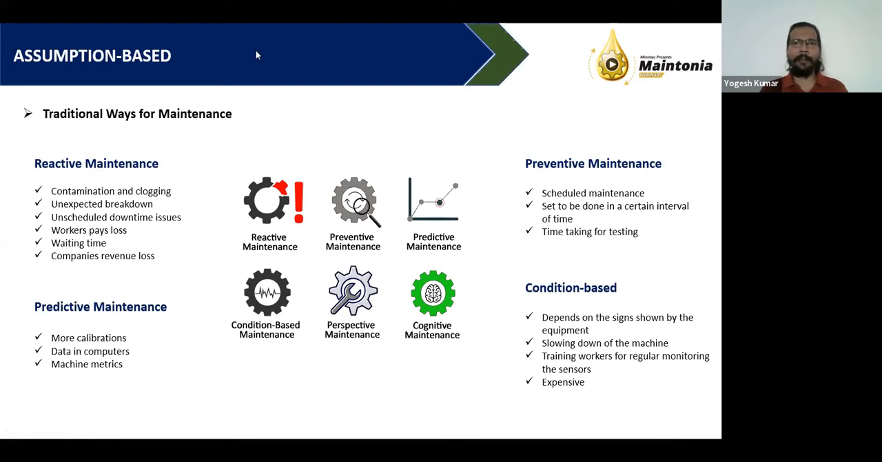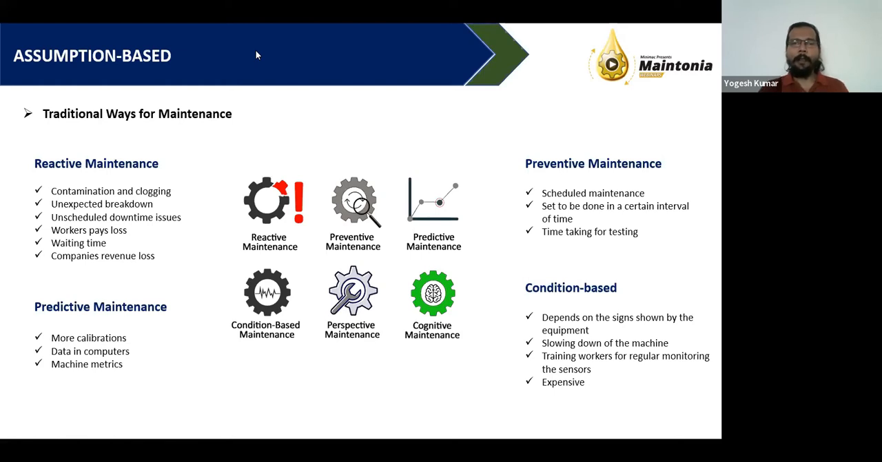Assumption-based maintenance practice is nothing but what we always heard from our elders or seniors, that I have more experience than what age you are, or how old you are. So this is nothing but completely experience-based maintenance. It sounds good that experience matters, but that is not always true when technology is there to go in depth for a condition monitoring system.